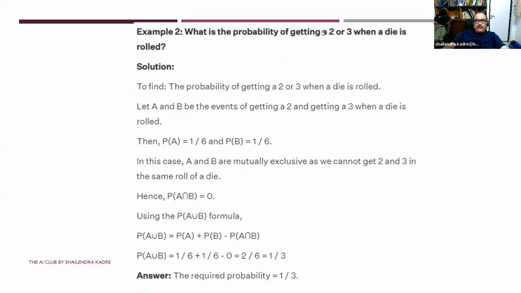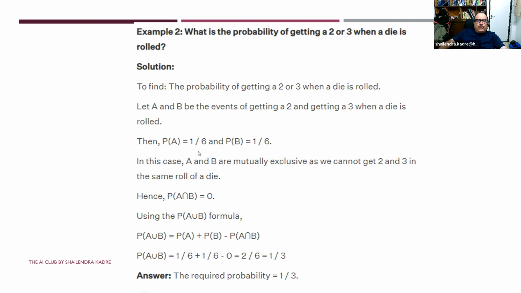What is the probability of getting 2 or 3 when a die is rolled? Only one time I am rolling the die, throwing it one time only. I should get either 2 or 3. That is the question. So 2 or 3 will be union, so you have to find the union, right?